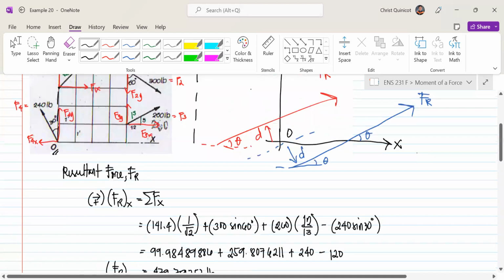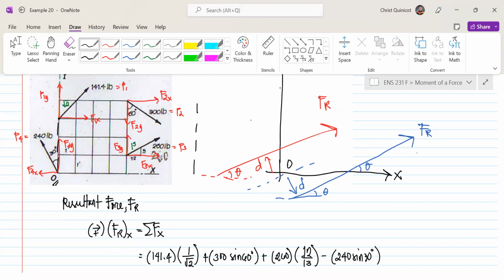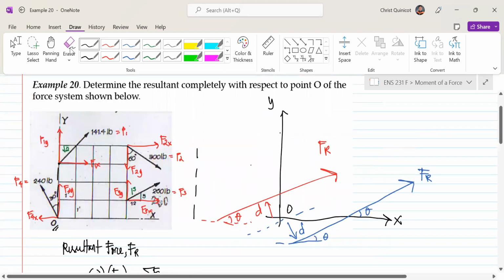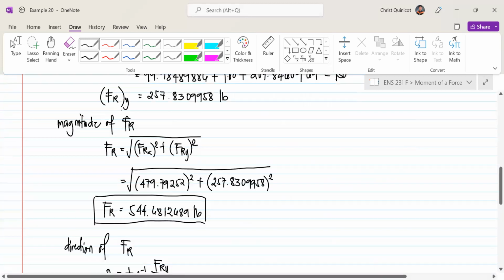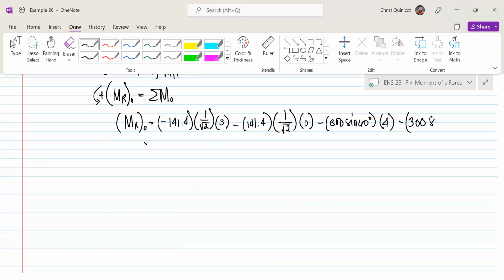And then next, the y component of our 300, which is going down, so it creates a clockwise moment. So that's 300 cosine 60, and still from point O, 1, 2, 3, 4. So this is minus 300 cosine 60 degrees times 4. Now, I will not continue here. I will just bring the next part down here.